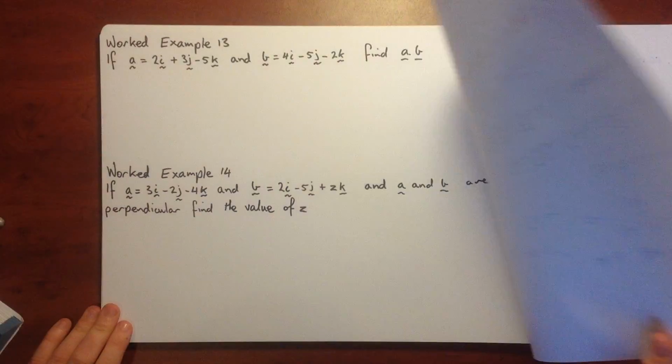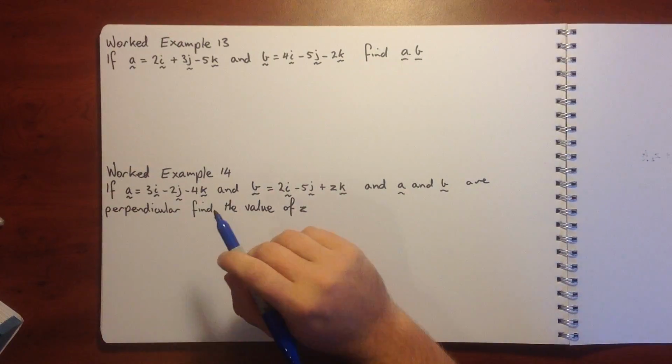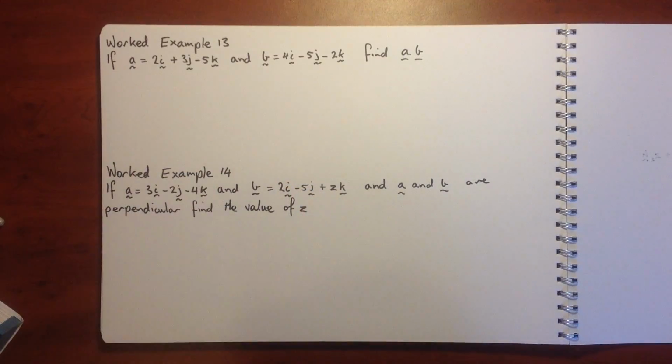Okay, we'll keep moving on. Got a couple of other worked examples to have a look at. So this is worked example 13. If A equals 2i plus 3j take 5k and B equals 4i take 5j take 2k, find A dot B.